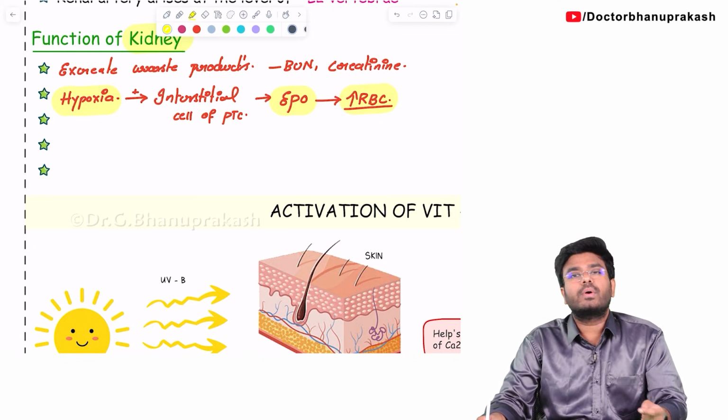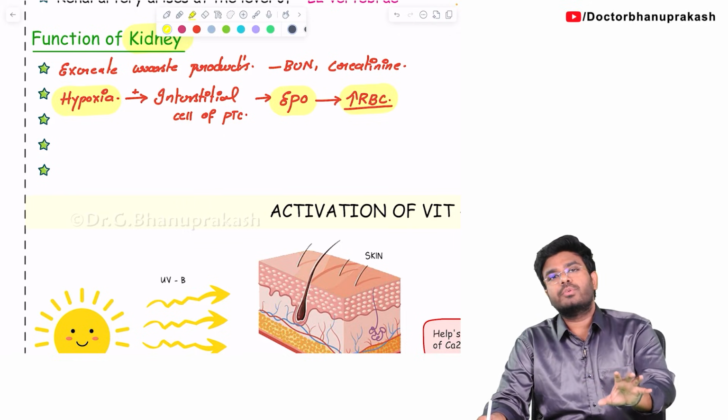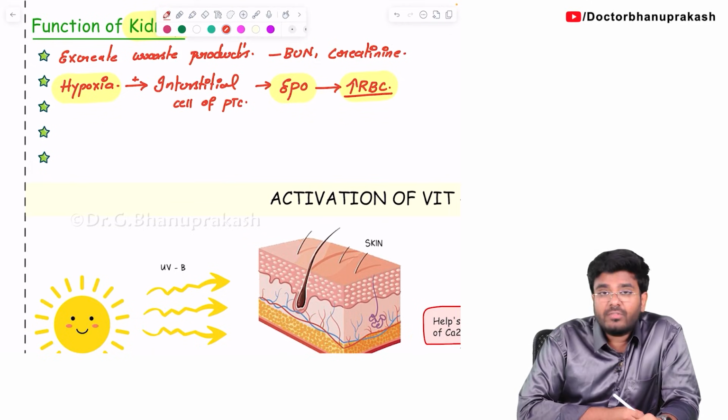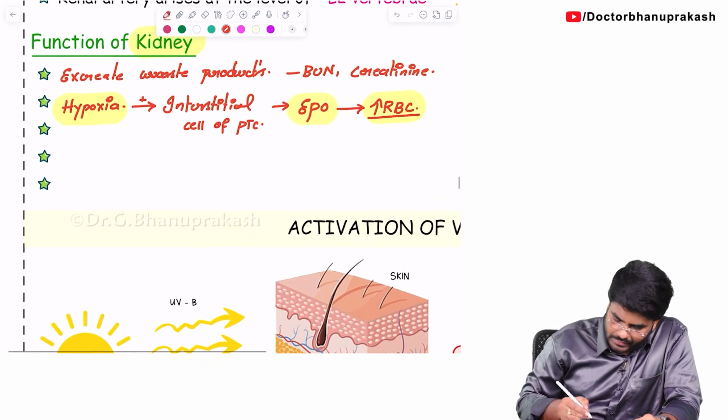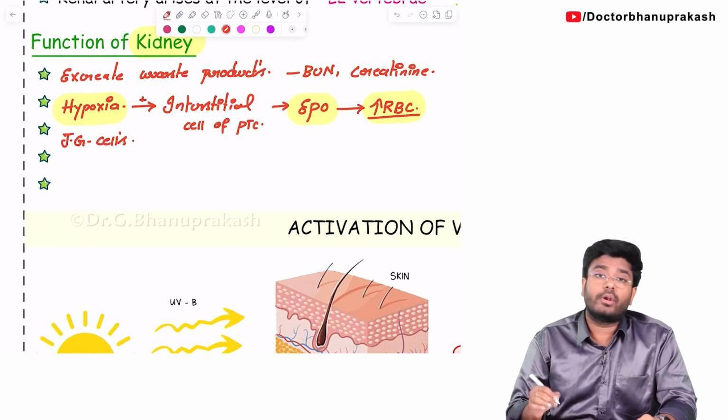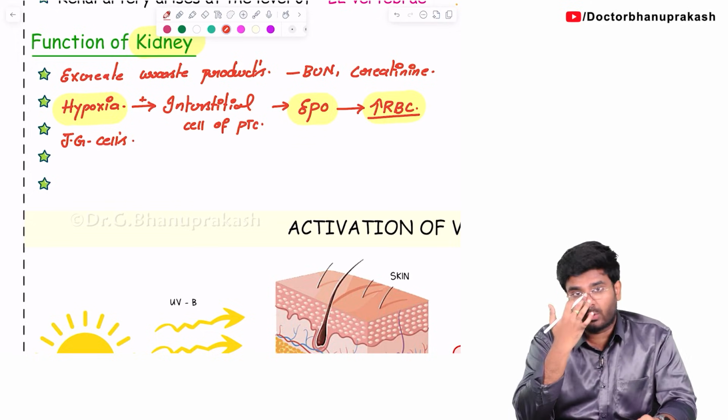Okay, kidney failure can lead to anemia because the kidney is the one which produces a hormone called erythropoietin, and erythropoietin maintains our RBC levels. Next, the third function is, in the kidney there are cells called JG cells. Now what exactly are these JG cells? JG stands for the juxtaglomerular cells. Later I will show you where exactly these JG cells are located.